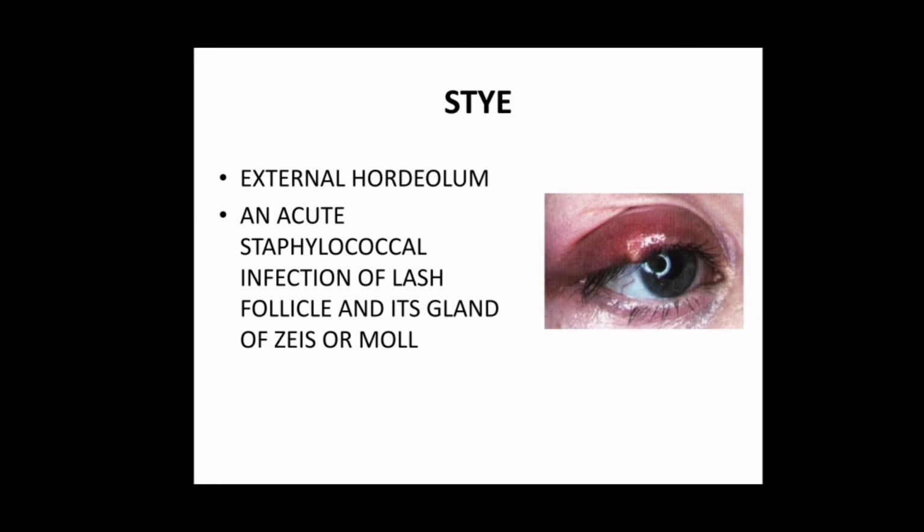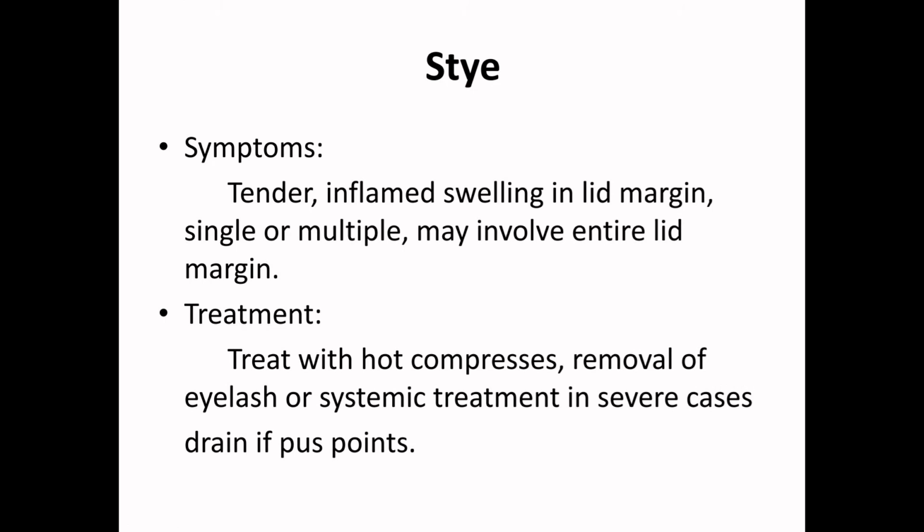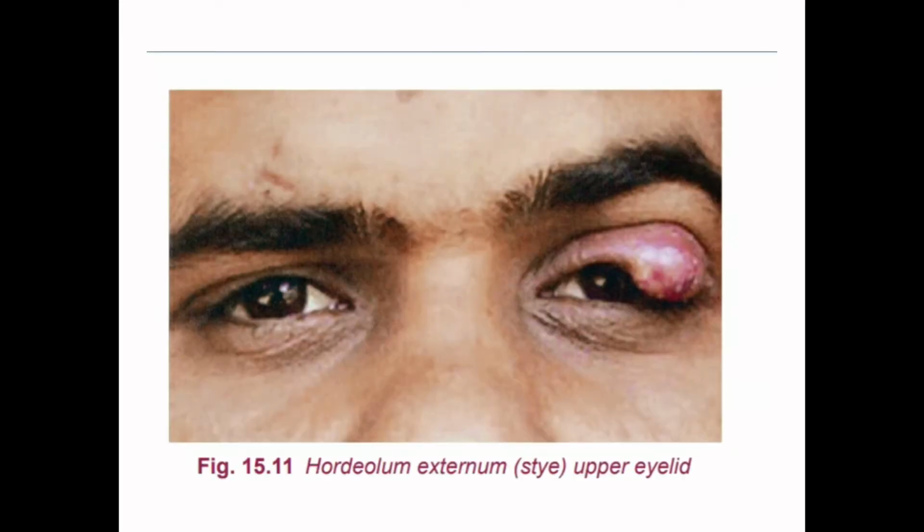Stye, also called external hordeolum, is an acute staphylococcal infection of the lash follicle and its gland of Zeis or Moll. Symptoms include tender, inflamed swelling in the lid margin, single or multiple, which may involve the entire lid margin. Treatment: hot compresses, removal of the eyelash, or systemic treatment in severe cases. Drain if pus points. This is a picture of a stye or external hordeolum present in the upper eyelid.